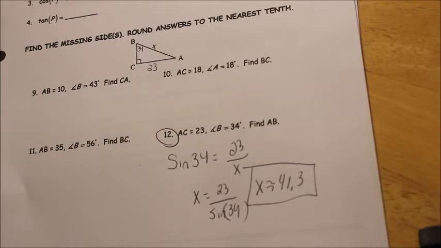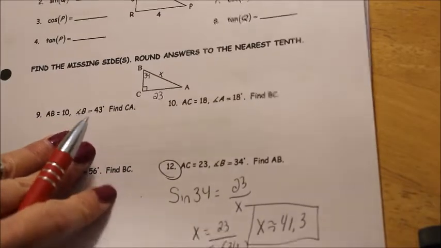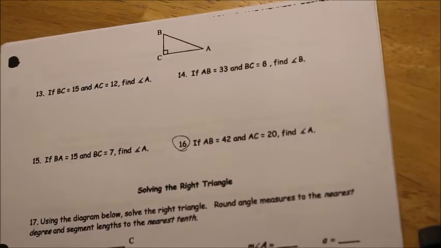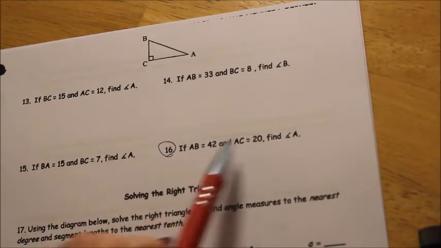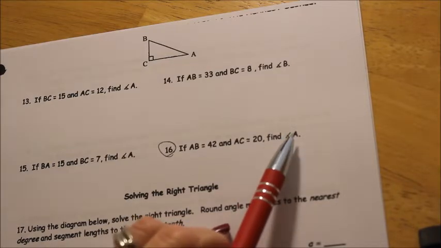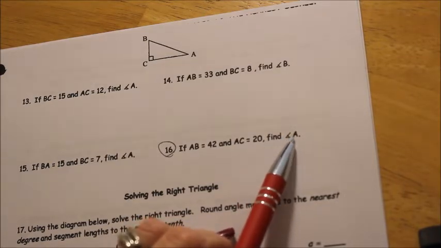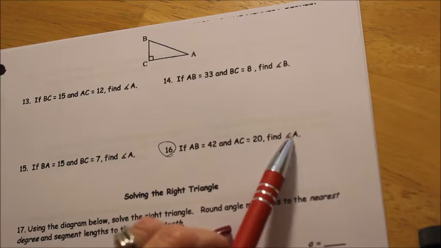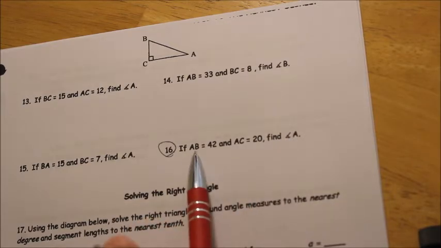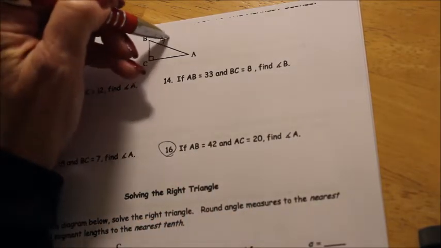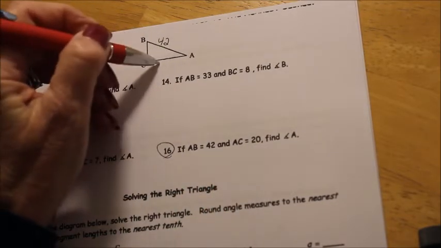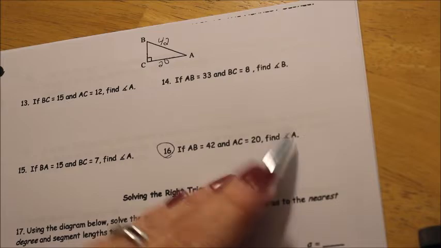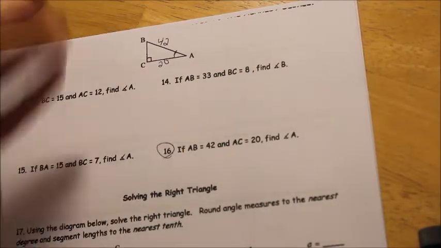I think I had one more problem on this assignment that I wanted to do for you. Oh, yes, number 16, and then I wanted to look at the review as well. Now we're looking for the angle measure. Remember, in the notes yesterday I said if you're looking for the angle measure, you're using the inverse button. It says AB is 42, so that's going to be our hypotenuse. We're told AC is 20, that's down here, and we want to find angle A. That's our question mark right there.